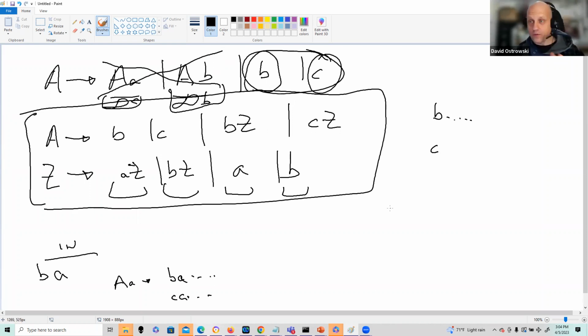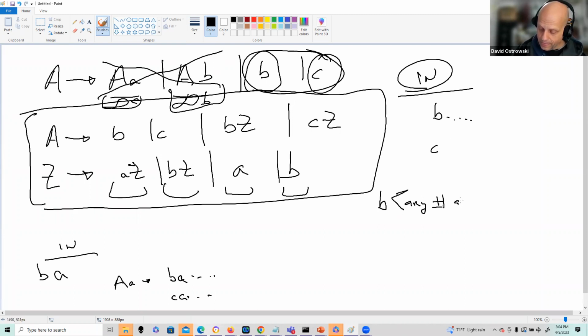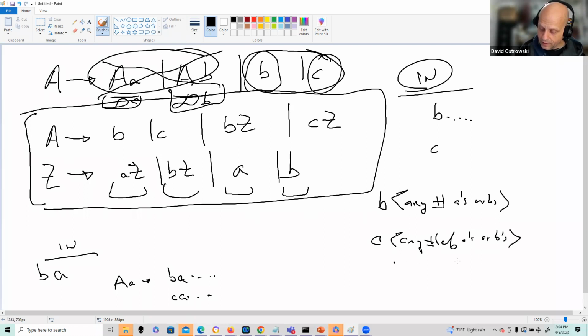And if I want to, again, put it more in an English description as to what is in the language, it is a B with any number of A's or B's, okay? And that's what this was buying for me in the first place. And the C in the same fashion, right? Any number of A's or B's. And that is what's being expressed.